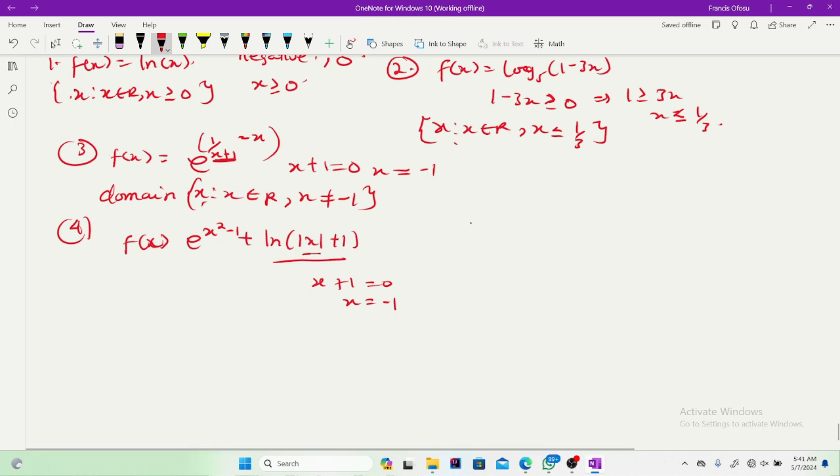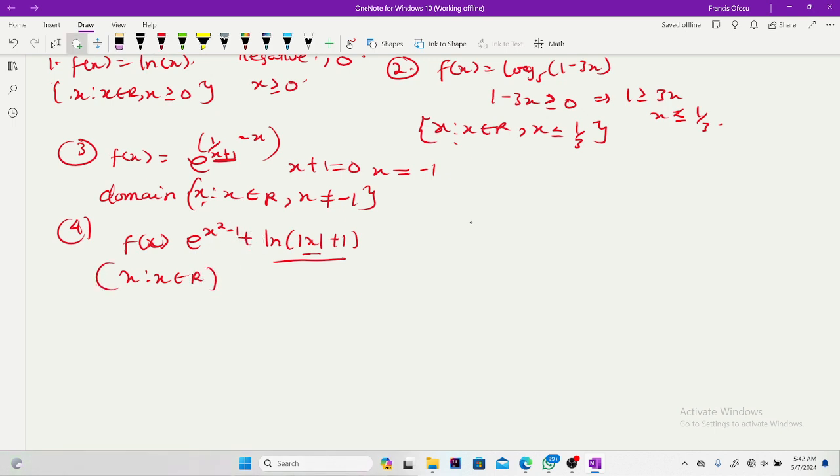Hence, this function simply has a domain which is x is such that x is a member of all real numbers. There is no entry that will make this function undefined, because whatever you put here, being negative or positive, whatever you put, it will still be defined.